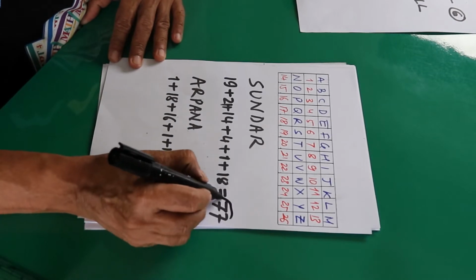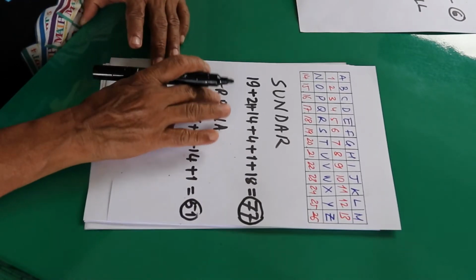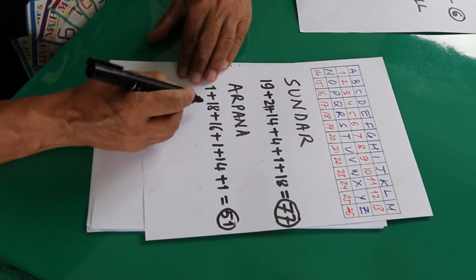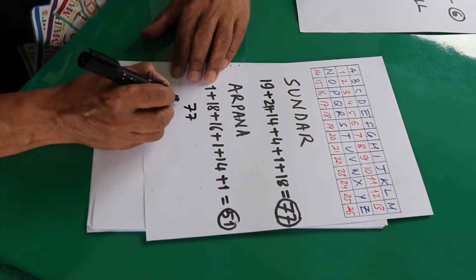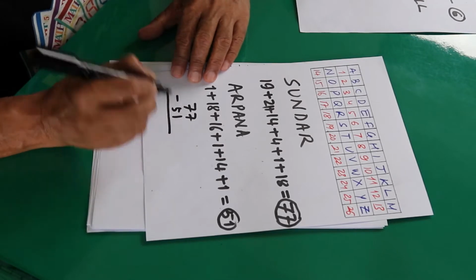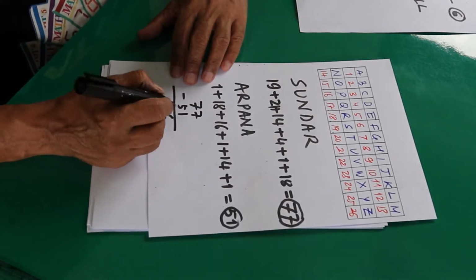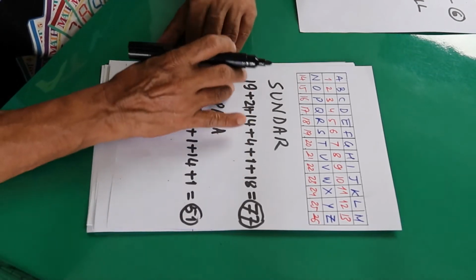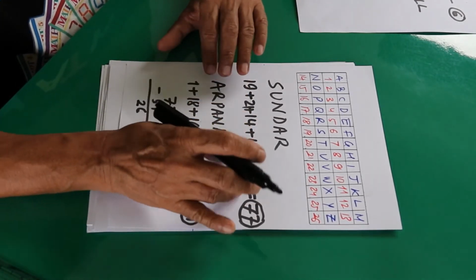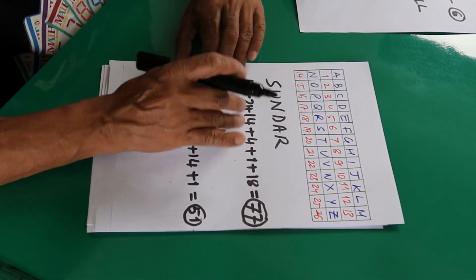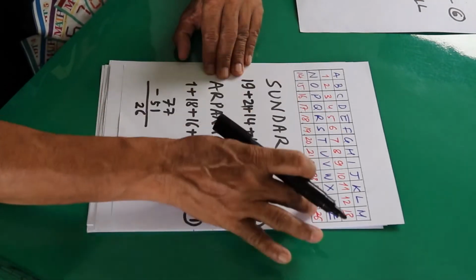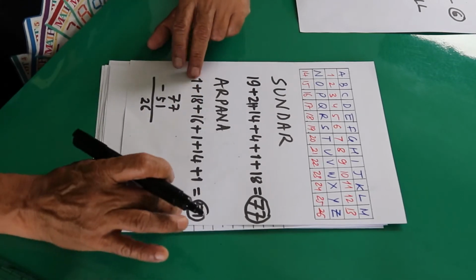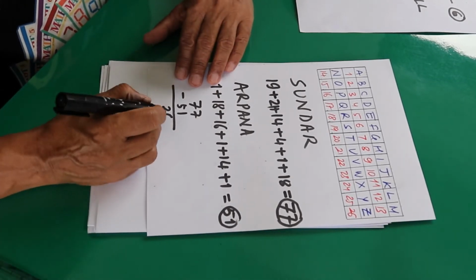Now, which is bigger? Sundar is bigger. By how much is this bigger? This one is bigger by 77 minus 51, and you subtract, this becomes 26. In Sundar's name, the total sum of the alphabets, when they are coded by the numbers given in the table, gives the sum 77, and Arpana has 51, the sum, and their difference is 26.